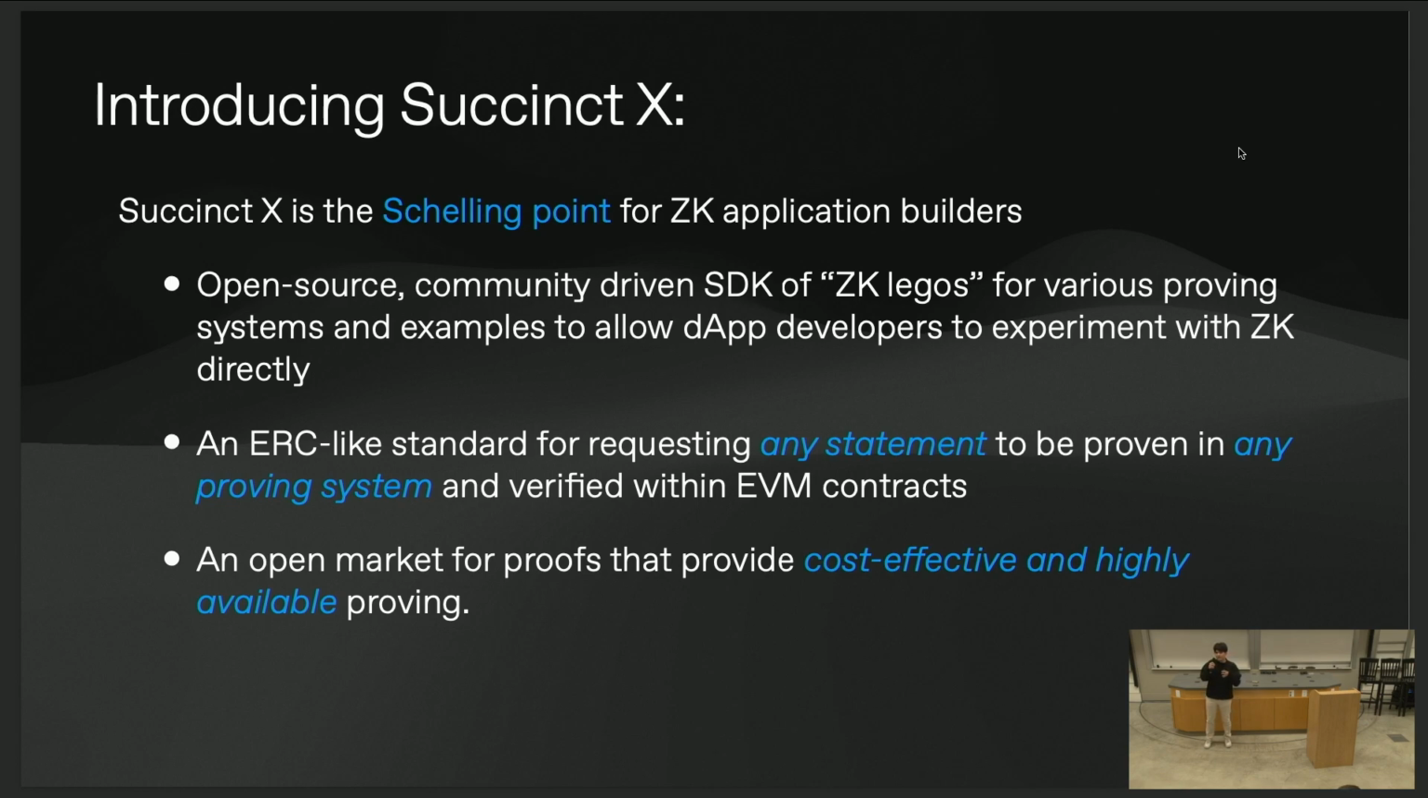And we think that in this vision, the world will look like a world where we have many open source, community-driven SDKs for building ZK circuits so that dApp developers can write ZK circuits directly. The second thing that we think is super important is to build an ERC-like standard for requesting any statement to be proven in any proving system on the EVM. The third thing that we think is an important part of the puzzle is to build an open market for proofs that essentially drives perfect competition for the most cost-effective and highly available proof generation. Now, this was pretty dense, so I'll now go into each part and decompose it.